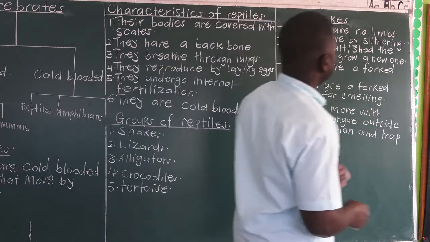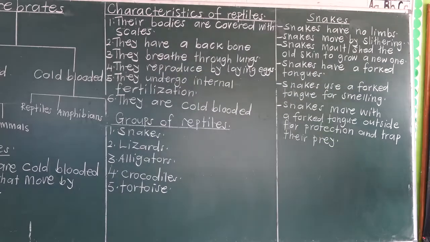One, snakes have no limbs, meaning they have no legs. So because they have no legs, how do they move? They move by slithering, or contraction of their muscles.